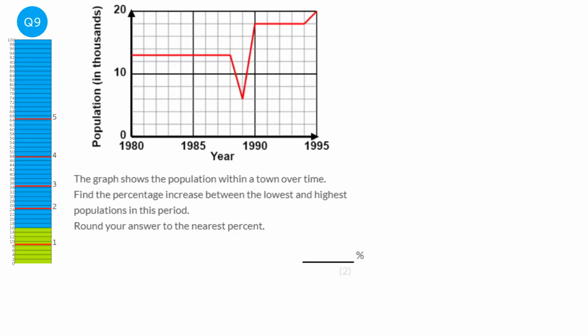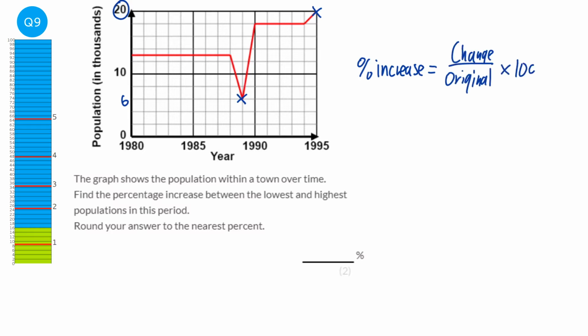The lowest point on this graph is here, and that's at point 6, and the highest point is here at point 20. And we're looking for percentage change or percentage increase, and the formula is change over original times 100. So the change between the 6 and the 20 is 14. The original, the starting point, was the 6 and times by 100. And that gives us 233.333 blah blah blah percent.